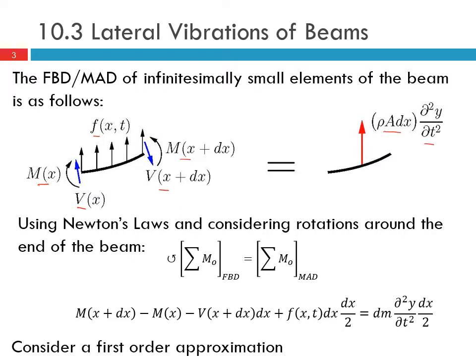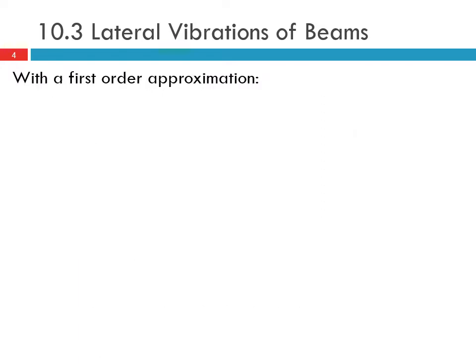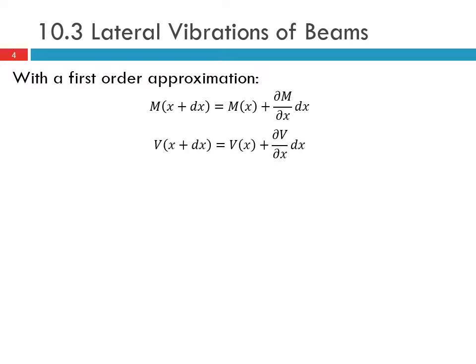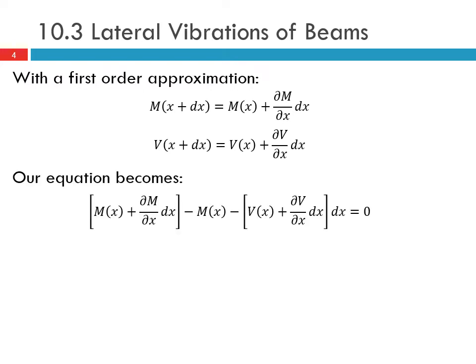And if we consider a first order approximation, we can get rid of these terms, assuming that they are small. These are second order terms. So with a first order approximation, we can say that the bending moment m of x plus dx is equal to m of x plus partial m by partial x dx. The shear force v of x plus dx is equal to v of x plus partial v by partial x dx. And so our equation becomes m of x plus partial m by partial x dx minus m of x minus v of x plus partial v by partial x dx times dx equals 0.